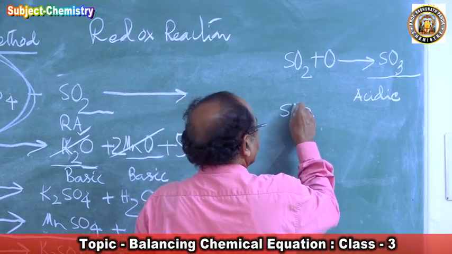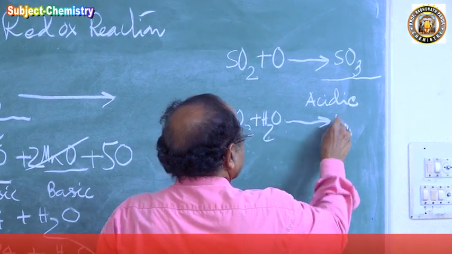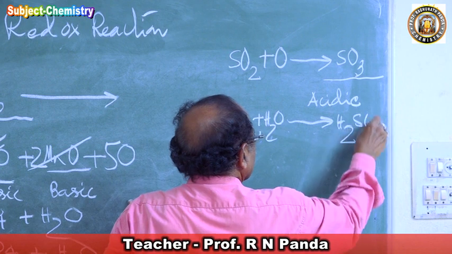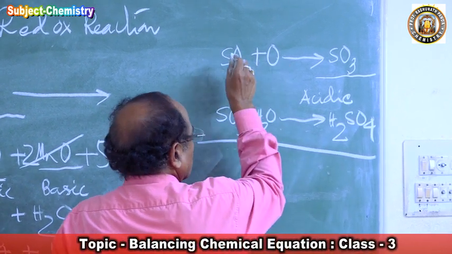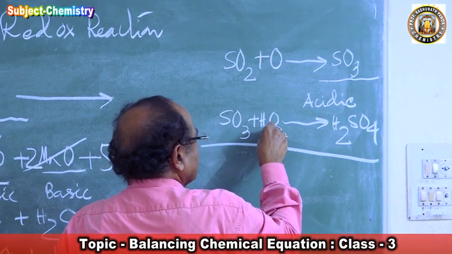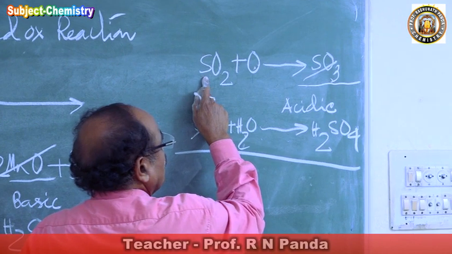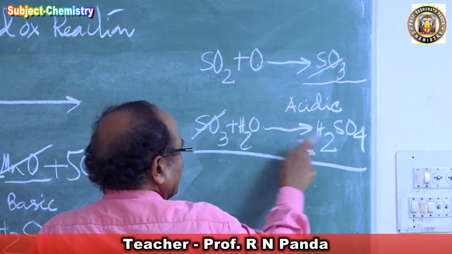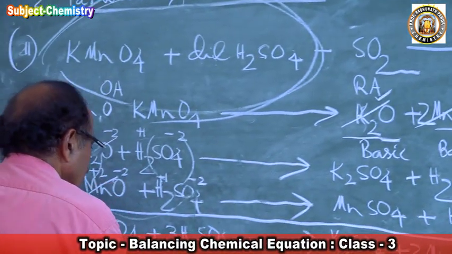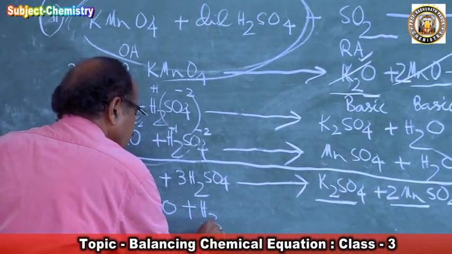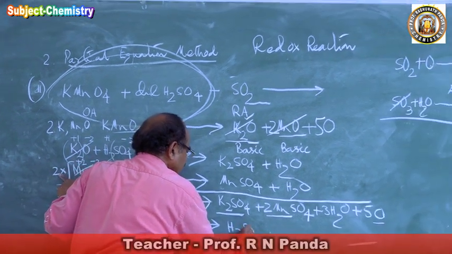So SO3 will react with water to form what? H2SO4. So what will happen now? I will add this. SO2 plus water plus O. SO3 will cancel. SO2 plus O plus water will form what? Sulfuric acid. That I am doing here.